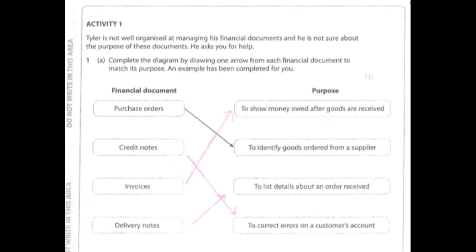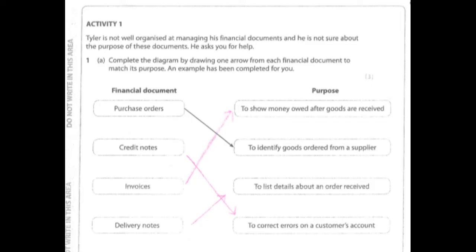This question is a fairly straightforward question where you've just got to do exactly what it says, mix and match, basically draw the arrows to the correct purpose from the financial document. And what you need to do here is to try and apply some of your knowledge that you've got about each document. As you can see, they've done the purchase order for you already. So they've said the purchase order is to identify the goods ordered from the supplier. And you're probably well aware that the purchase order is what you sent to the supplier to tell them what you're wanting to order. So you've got to try and work it backwards.